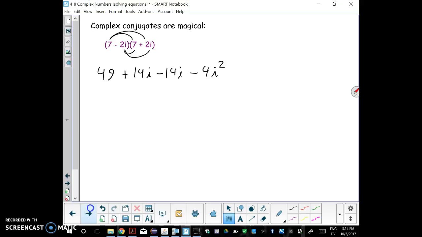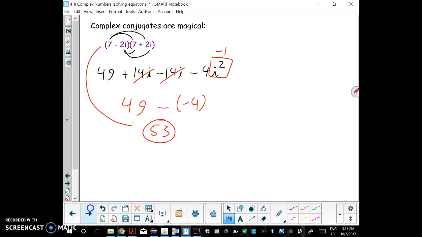Okay, and the magical part here is the imaginary things actually disappear. Plus 14 and minus 14 cancel each other out, and we're left with 49, and then minus negative 4. Once i squared is turned into negative 1, we'll have 49 minus negative 4. And so this just becomes 53. The magical part is we started with imaginary numbers, but the imaginary parts cancel out, and we end up with just a regular number, a real number of 53. That's the magical property for conjugates.